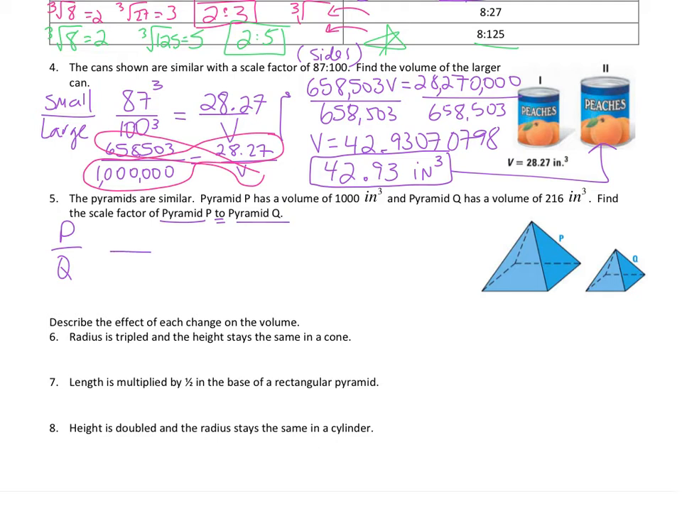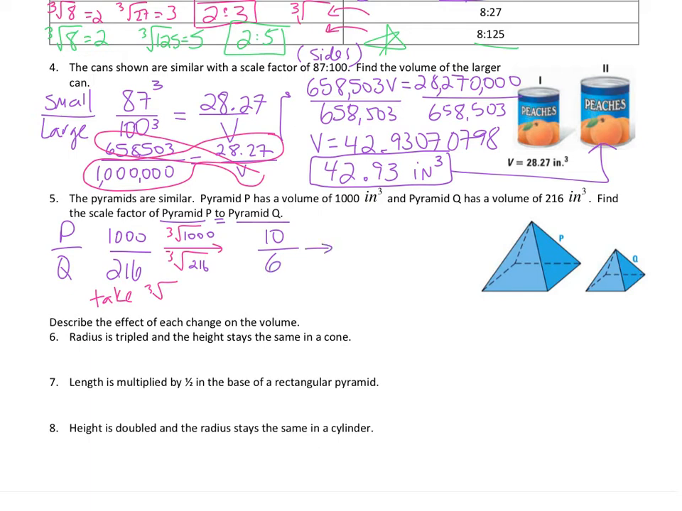So in our ratio, they give us the volume of P is 1,000, and the volume of Q for the bottom is 216, and we need to take that and go backwards, so we need to find what the scale factor is. It's almost like our chart up here. If we start with the volume numbers, we need to go backwards for the scale factor. So we take the cube root each time. If we take the cube root of 1,000, we get 10. If we take the cube root of 216, we get 6.